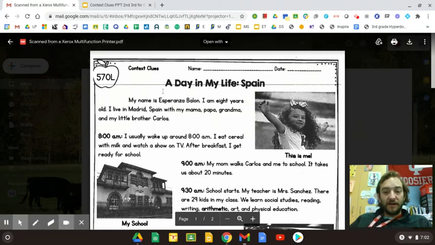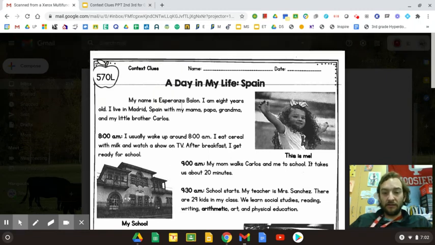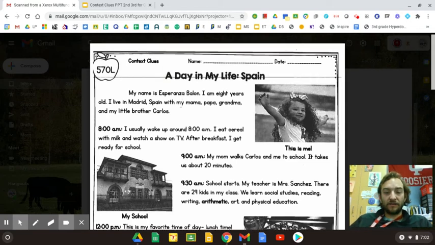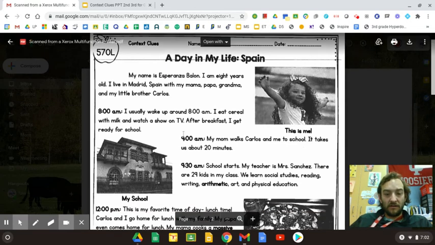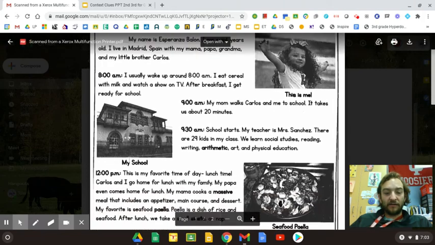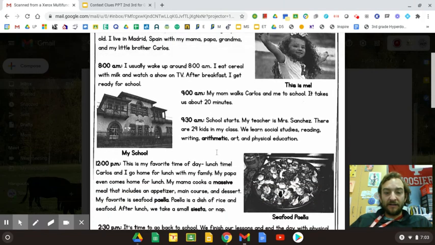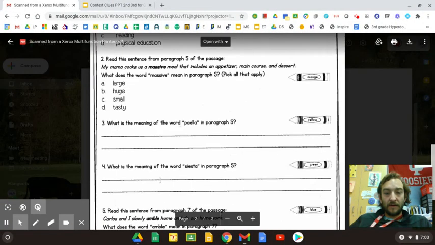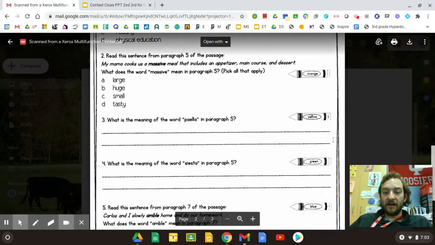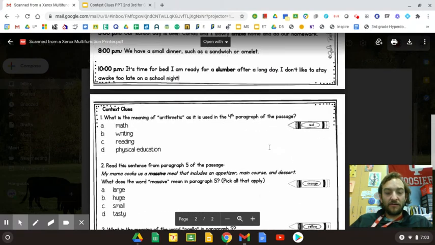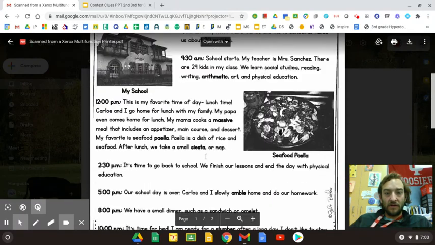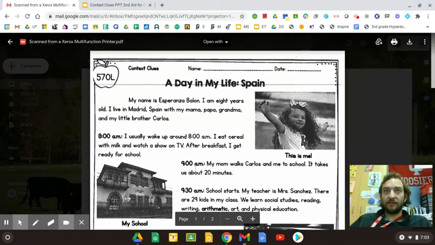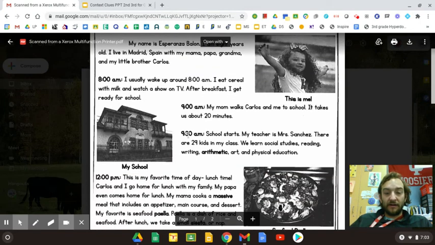And you're going to read the story here, A Day in My Life in Spain. It goes through this little girl, Esperanza Balón, and her normal day in Spain. And it goes in chronological order. Every half hour or so here, it tells us what she's doing. And there's some words in there that you need to break down and find out. When you're doing this, make sure you highlight your evidence, showing me how you found the answer. Again, you're using your 5 context clues. Let's try one together here.